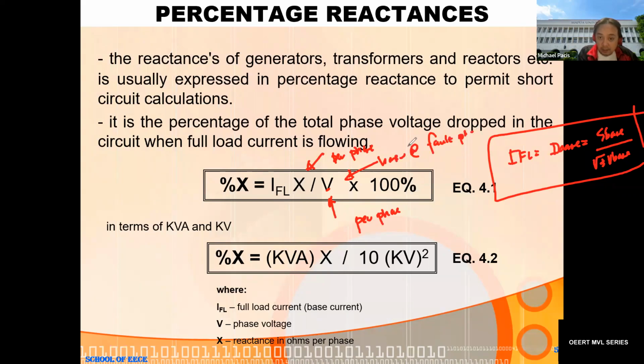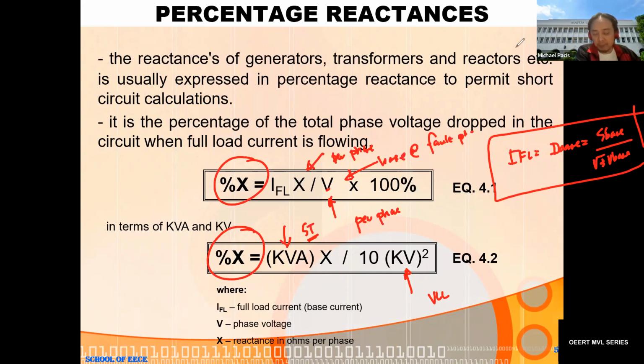Okay, that's the base at the fault point. Now, if you use this formula, please take note it must be the total apparent power. Total apparent power. And the kV base here is on a line-to-line basis. Okay, so that's the difference between the two. But again, the result is the same.